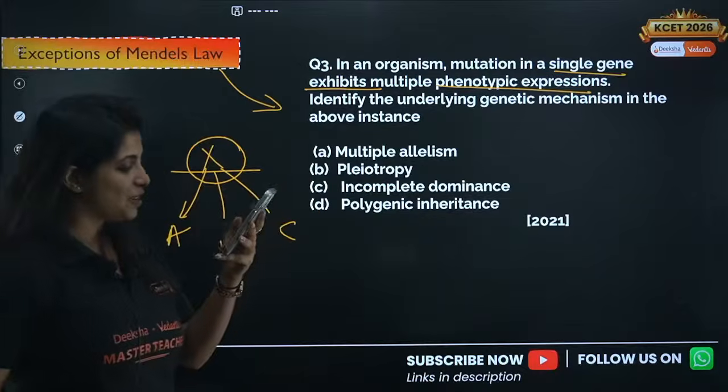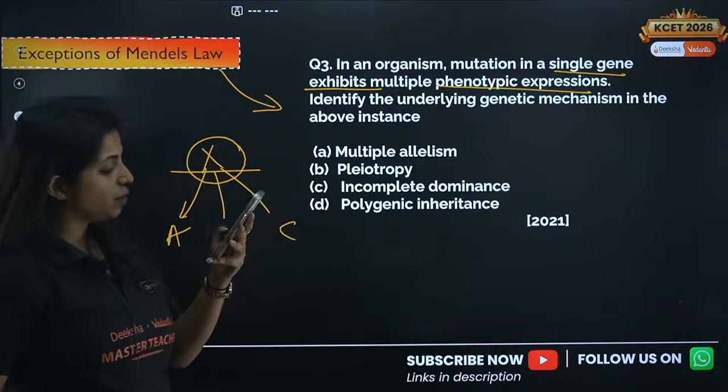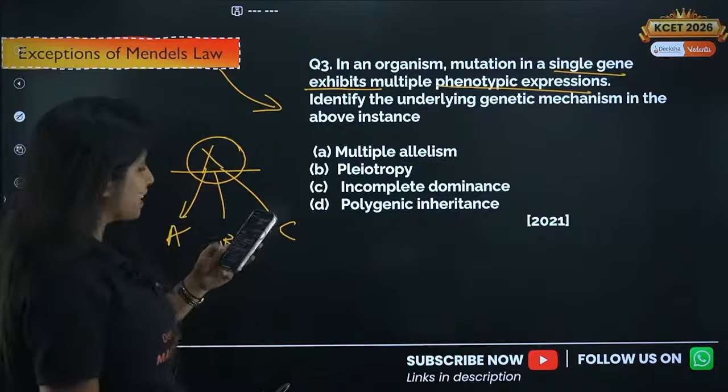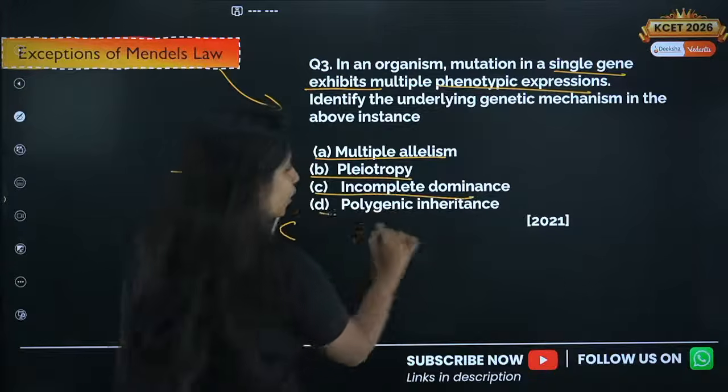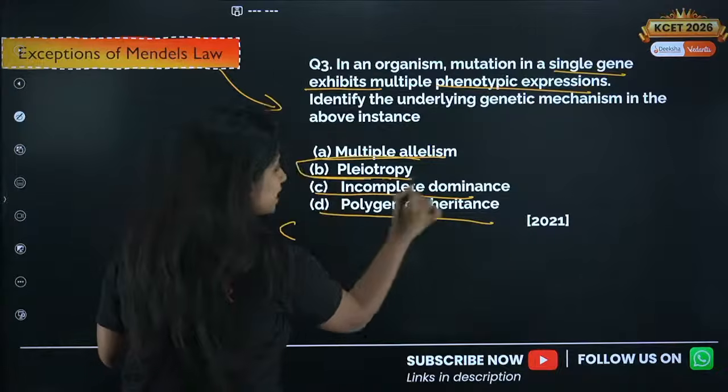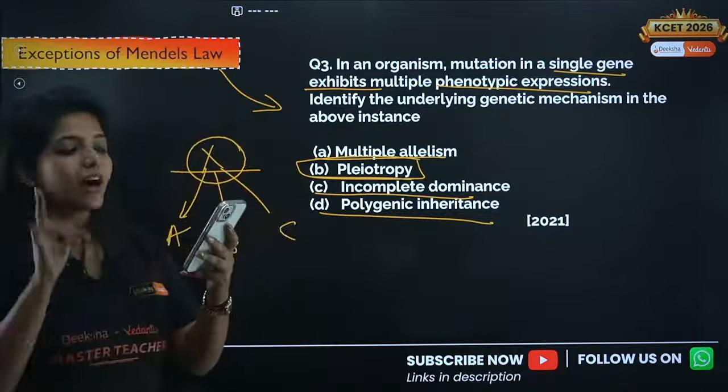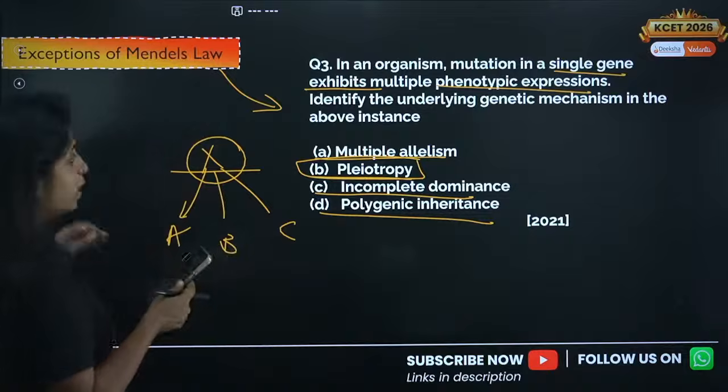I already see answers. Nagaraj and Aishwarya Kamath, both of them are saying the option is B. Is it B? Multiple allelism, pleiotropy, incomplete dominance, polygenic inheritance. The answer is exactly B itself. You guys are rocking the floor. Okay, why is it B?